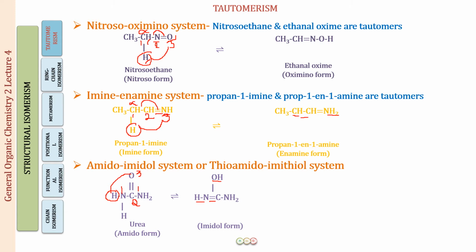Next we have the thioamido and imidthiol system, where instead of oxygen we will have a sulfur. The rest is the same, there is no difference. So we have a carbon bonded to sulfur. This is my 3, this is my 2, this is my 1. A hydrogen from here goes to sulfur. This forms SH. The double bond has shifted. Perfectly fine again. So I hope now you all understand what the various tautomers are and how they are going to be formed.